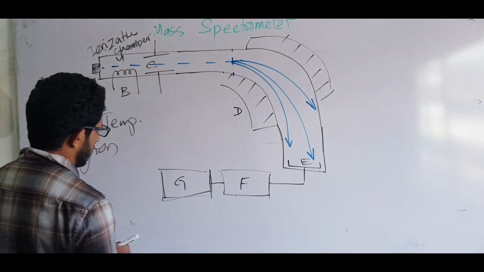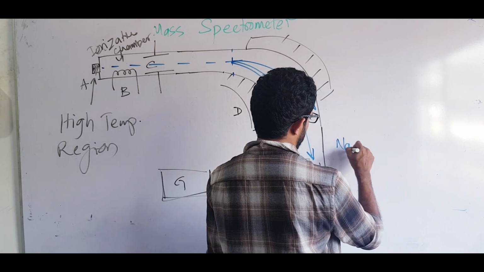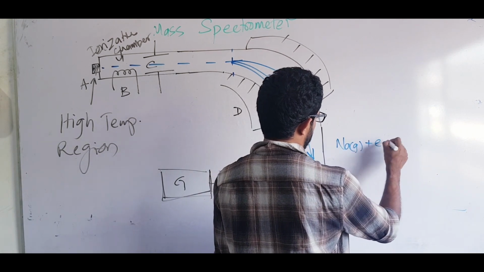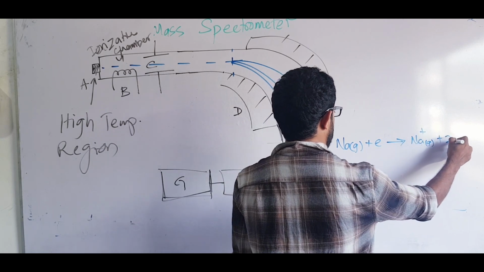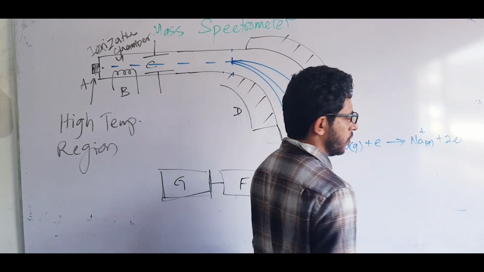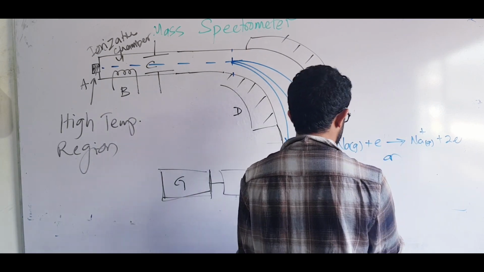For example, if I write it over here, if you have sodium gas and it is bombarded with electrons, you get sodium plus gas, and a total of 2 electrons are produced, the bombarding electron and the removed electron, or you can just write it like this.